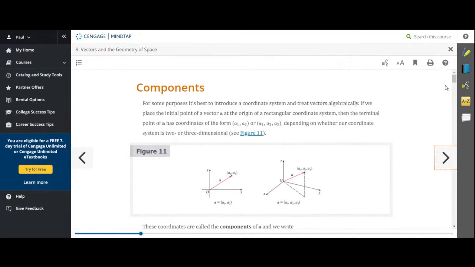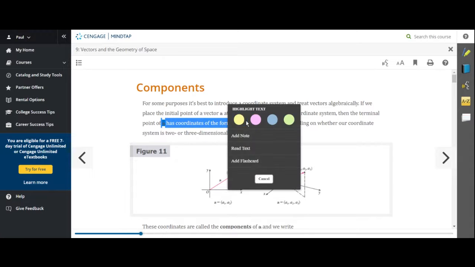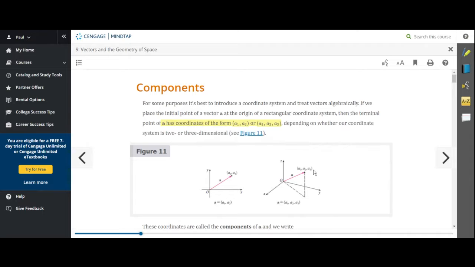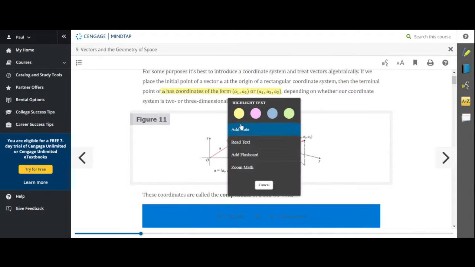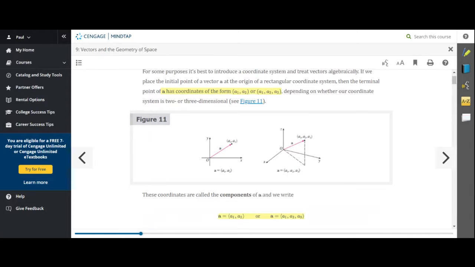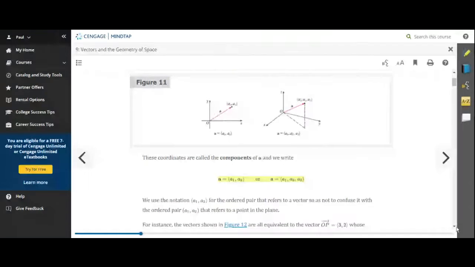Okay, now vectors have components. Depending on what your coordinate system is, your vector A could have coordinates A1, A2, or A1, A2, A3, as shown in figure 11. The coordinates are called the components of the vector A. And the way you write the vector A is using the bracket notation that you see here. That's one way to write vector notation.